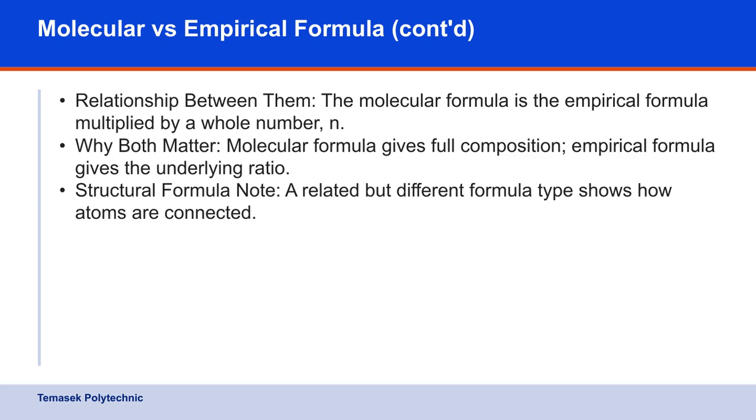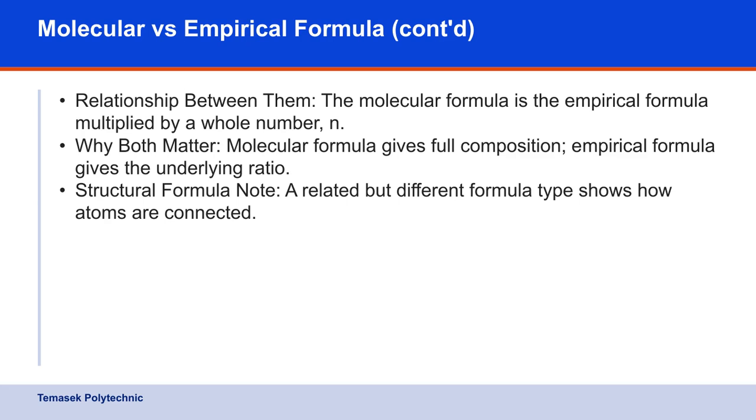Now, what connects these 2 formula types? The molecular formula is simply the empirical formula multiplied by a whole number, which we call N. So if your empirical formula is CH2O and N equals 3, your molecular formula becomes C3H6O3. That is lactic acid, found in your muscles during exercise.